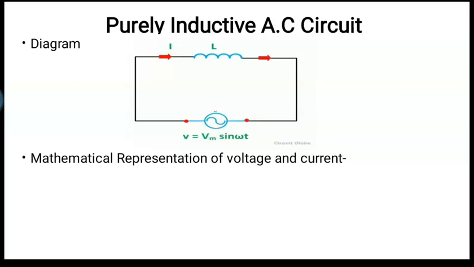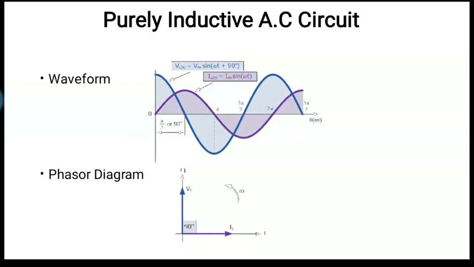Mathematical representation you will find in the waveform only. Just remember one thing, in the purely inductive circuit, current is lagging by 90 degree. You can see current is below and voltage is above, right?